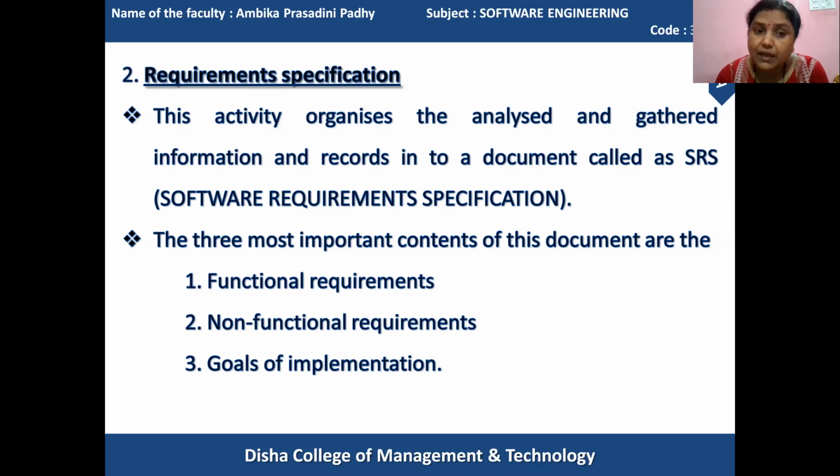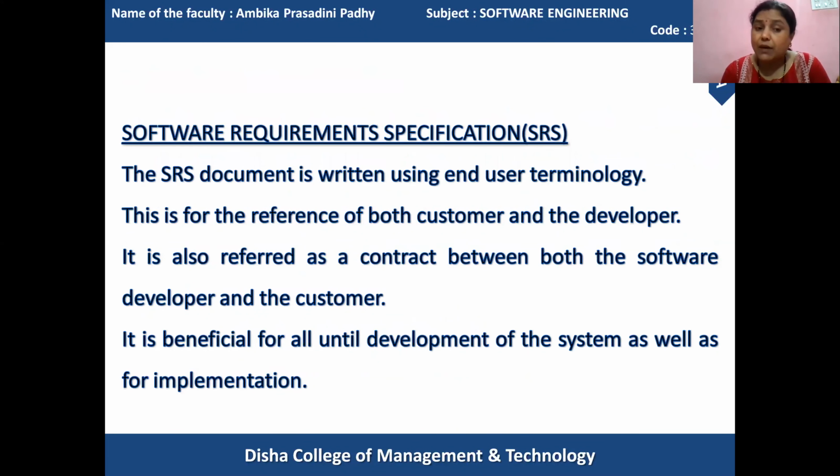Got it? When the information is shown in the form of functional requirements, then the functions of the system can be carried out very well. If the non-functional requirements are specified, then the additional features of the system can be received. If goals of implementation are mentioned, then the future requirements and the real objectives of the system can be identified. Got it? The software requirement specification document is very important.